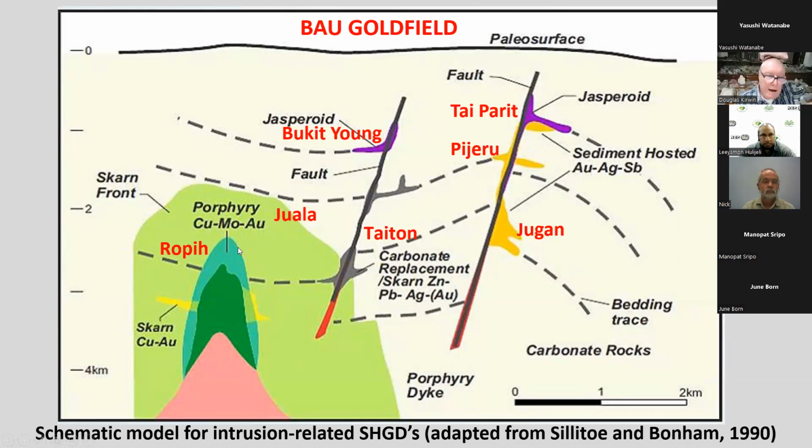So in the case of Bao, we have a known porphyry center at Gunung Ropi. We then go out into skarns and carbonate replacements at Juala and Taiton. We have the jasperoid structurally controlled mineralization at Bukit Yang. And then finally, we go out into the sediment-hosted gold deposits at Jugan and Pajero, and then also the Thai Parrot jasperoid style mineralization.